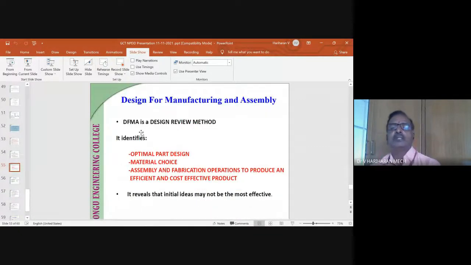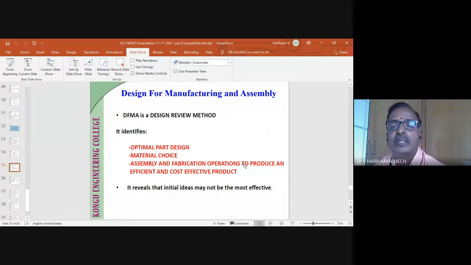Then there is DFMA, design for manufacturing and assembly. It defines optimal part design, material selection, and assembly and fabrication operations to produce an efficient and cost-effective product. This is very, very important for considering manufacturing and assembly. It reveals that initial ideas may not be the most effective. Sometimes we initially have some idea for assembly and manufacture, but it will not work out in real-time manufacturing and assembly. Therefore, we have to analyze a lot in this area.